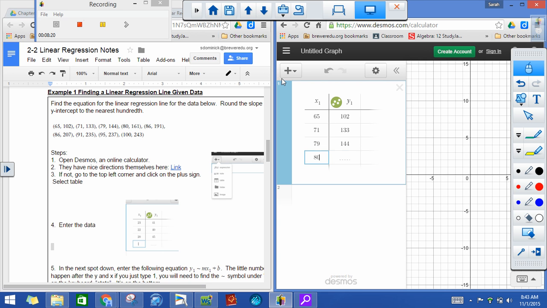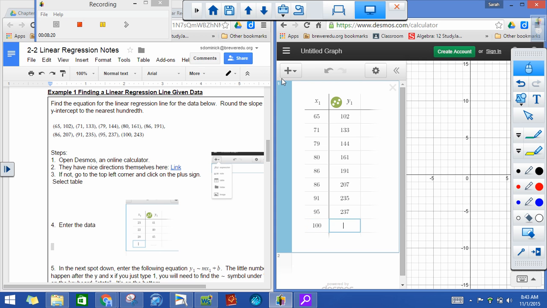80, 161, 86, 191, 86, 207, 91, 235, 95, and 237, 100, and 243. Alright, just so you have some context, these data points were taken from a problem in a previous section. And what it is, just like I said before, it's somebody recording what the temperature was.